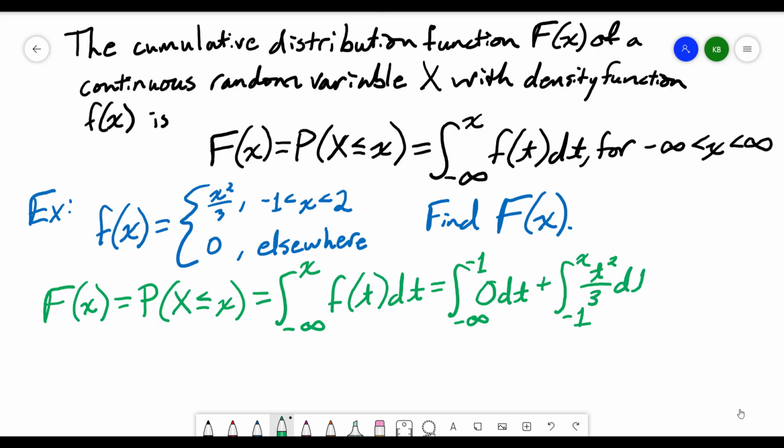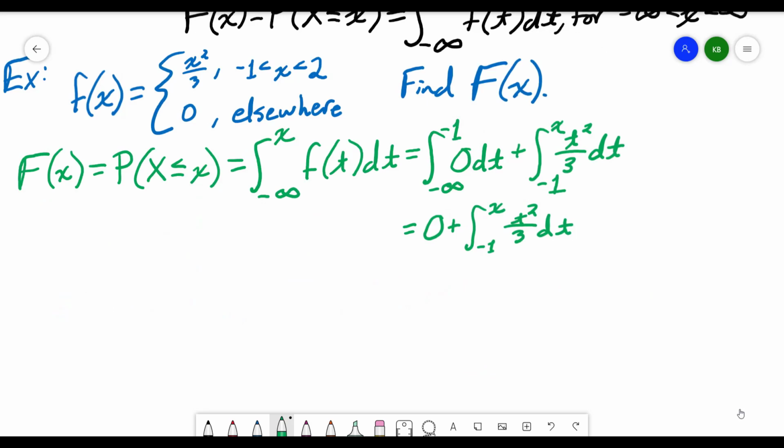Now, if we work this out, again, the integral of 0, regardless of the bounds, is going to be 0. So we have 0 plus the integral from -1 to x of t squared over 3 dt. So working out that integral, just like I had before, I'll end up with t cubed over 9 evaluated over the interval -1 to x.